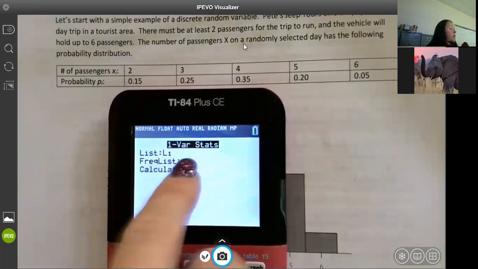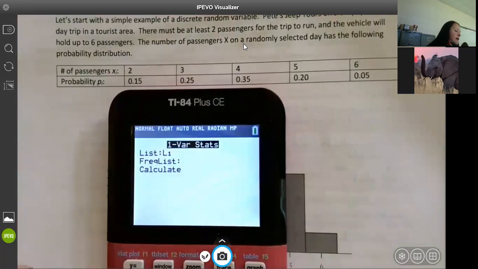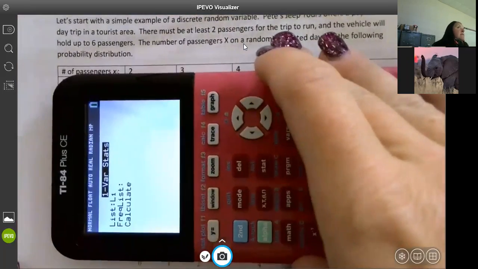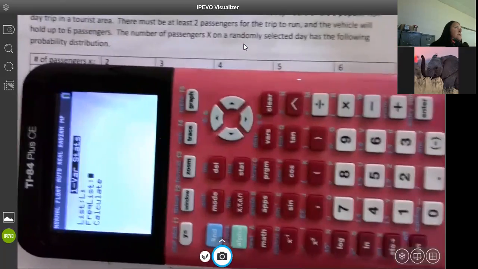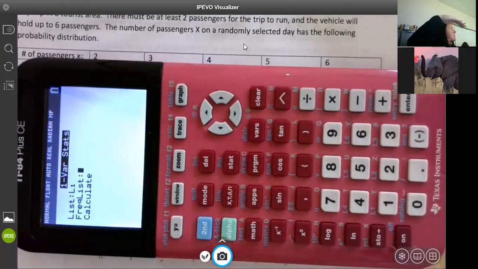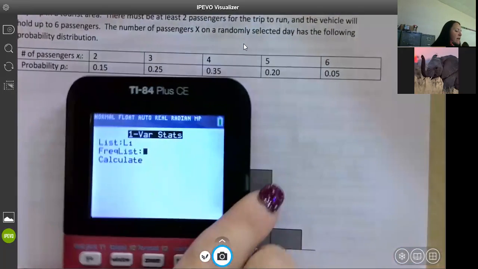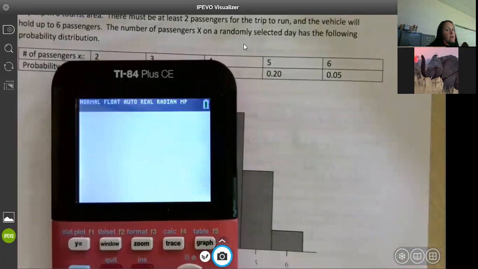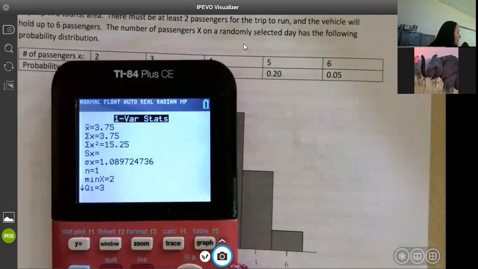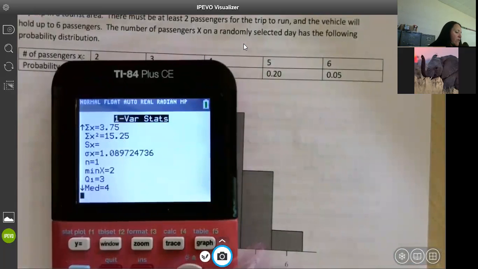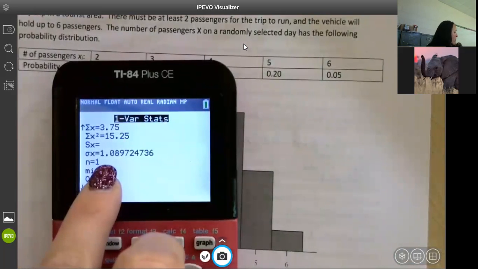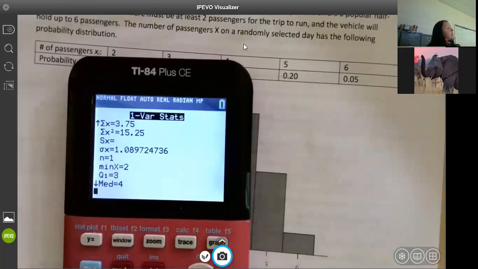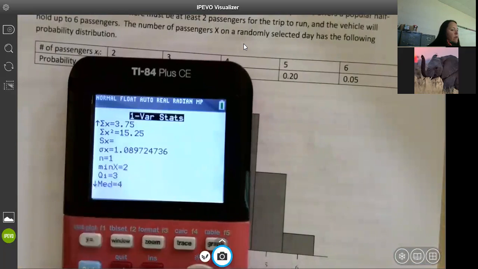So frequency is just like if you just had a plain list of passengers. But when they start putting a percentage with it, you put that into L2, make that your frequency list, and then calculate, and you'll see your mean is 3.75. Your standard deviation is that 1.0897, and to get your variance, you square that number. Everybody good? Don't forget how to do that.